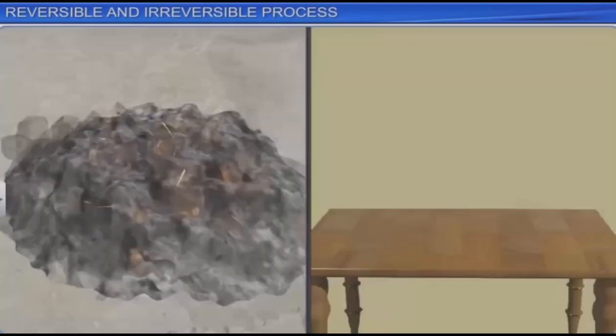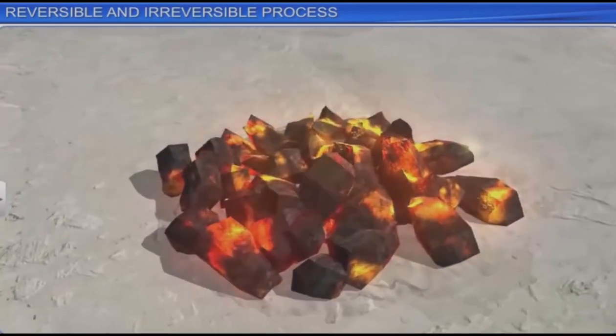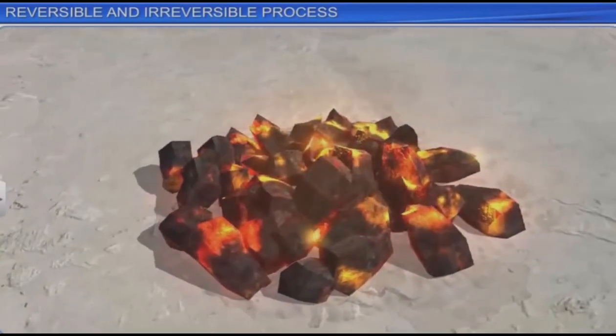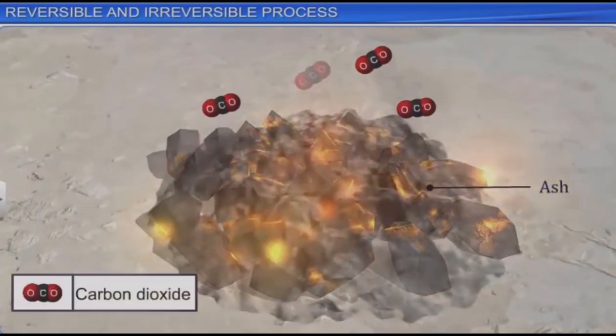But many natural processes are not reversible. For example, when coal is burnt, it converts to ash and carbon dioxide and in the process releases some heat.